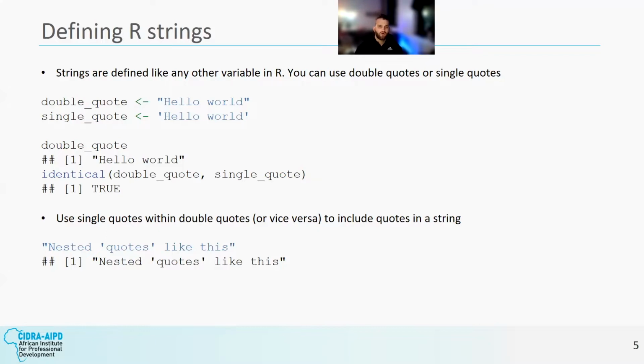It is important to note, though, that R does not actually see any difference between double and single quoted strings. So for example, if we run the identical command on these double and single quoted characters, it returns true. Another use for the two different types of quotes is they can be used for nesting quotes. So for example, if we want to put a particular word quoted in R, then we can use single quotes for that single word, and we can have double quotes for the entire string itself. And again, you can flip those if you want to.